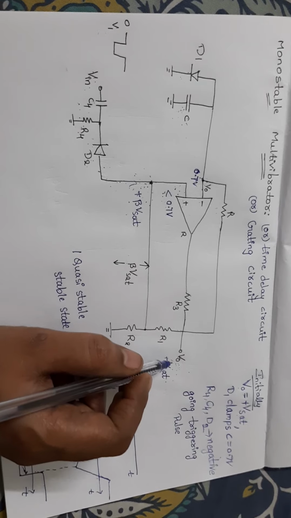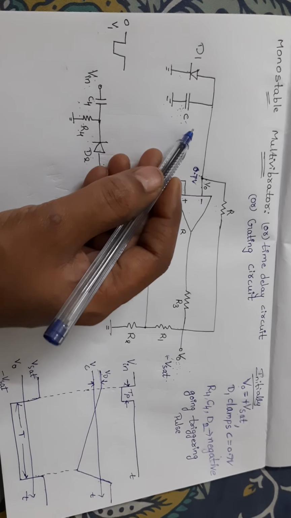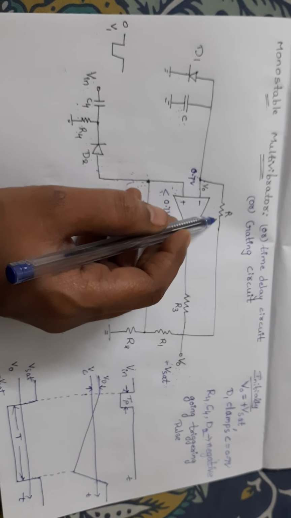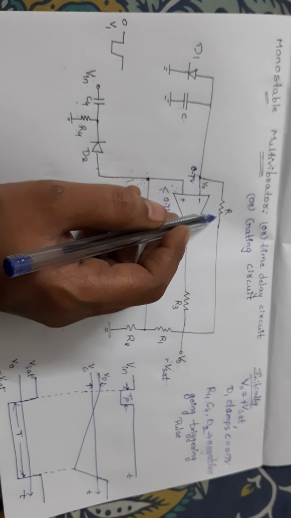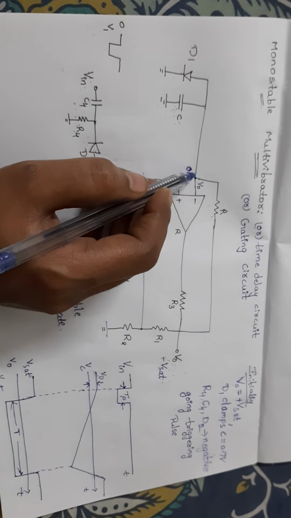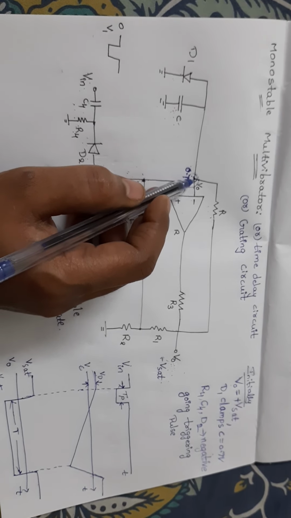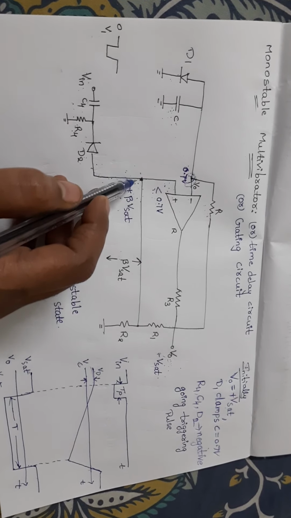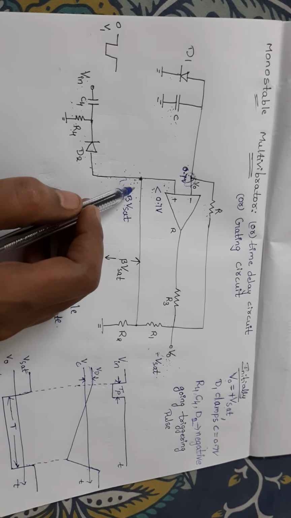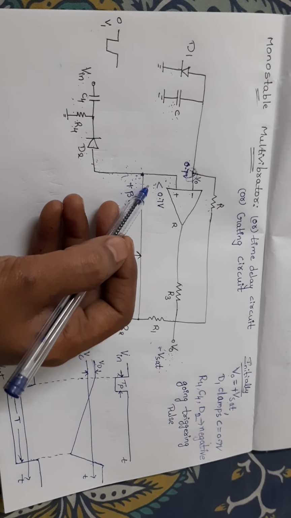So if the output is minus Vsat, now what happens? The capacitor charges exponentially to minus Vsat through the resistor R. Whenever it is charging exponentially through the resistor R to the negative side, the voltage across this becomes more negative than the voltage here. Now the output has shifted to minus Vsat, so the voltage here becomes minus beta Vsat, and this negative triggering pulse is minus V1, so again it will be some negative value.